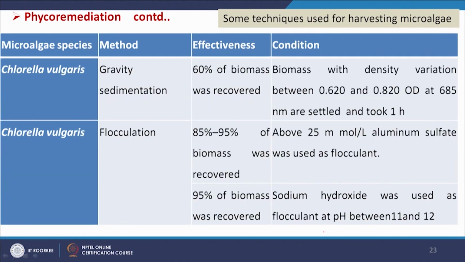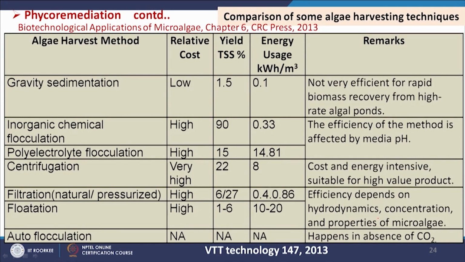Another two examples are here, that is, these are the microalgal species used and this is the method, gravity sedimentation and flocculation. Again the effectiveness and conditions are given. Here it is getting 60% effectiveness, here 85 to 90% biomass recovered and 95% biomass was recovered. Sodium hydroxide was used as flocculant at pH between 11 and 12. So, these are the different methods which have been investigated for the harvesting of the algal biomass.